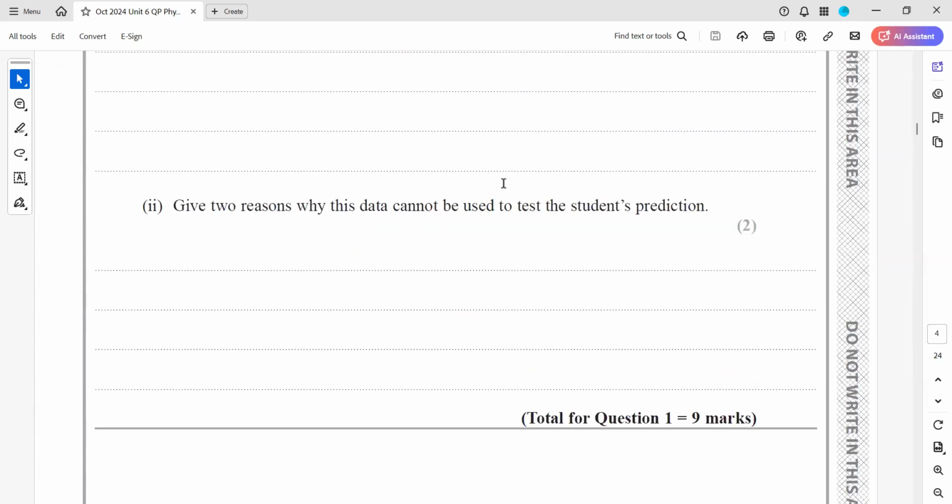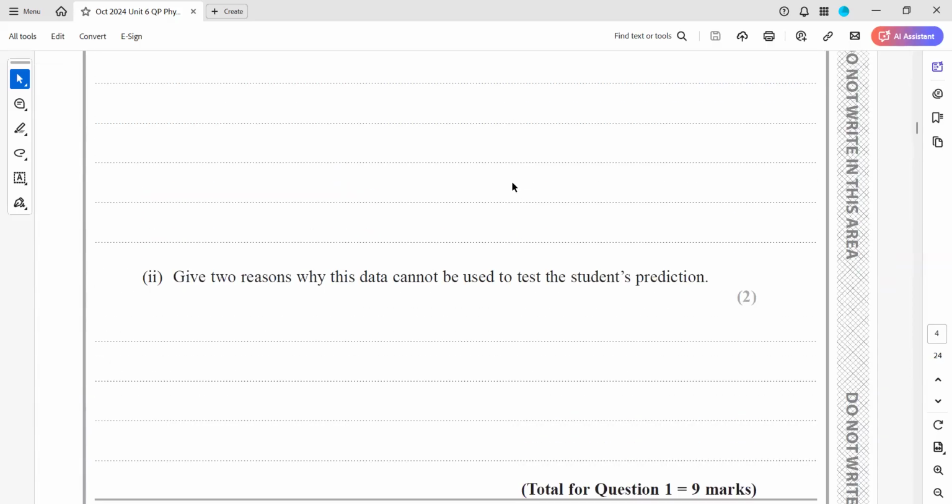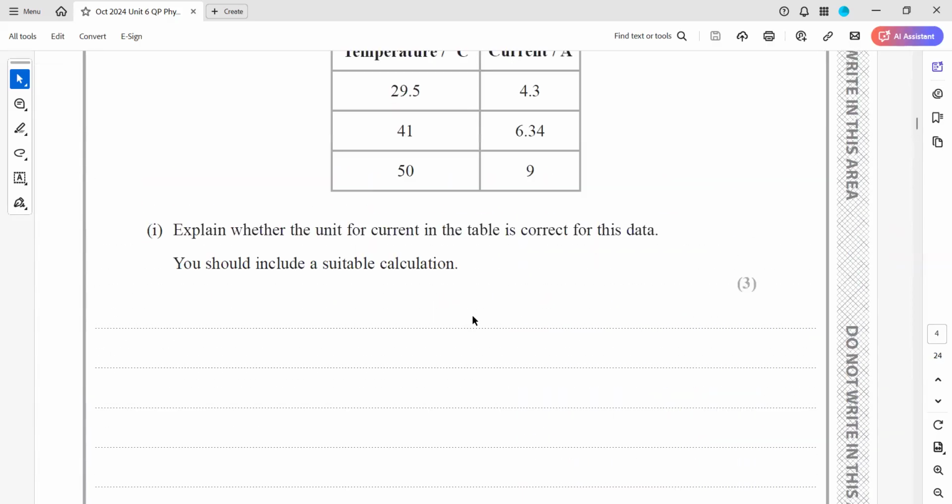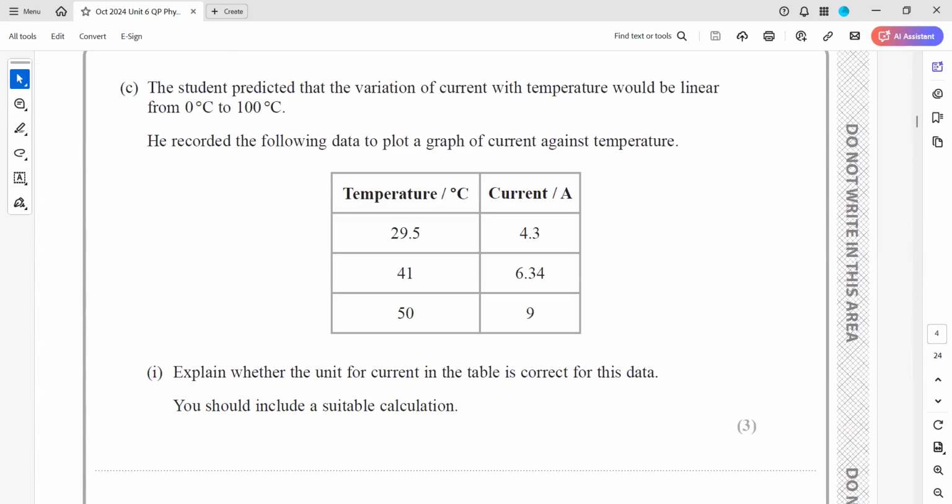Give two reasons why this data cannot be used to test the student's prediction. The student is saying there is a linear relation between temperature and current. So why can't this data be used? First, you can see only 3 sets of results are there.